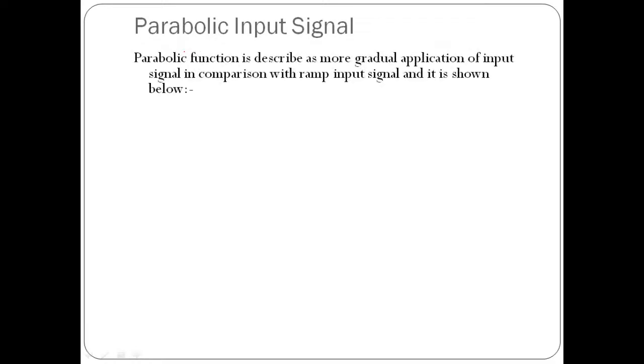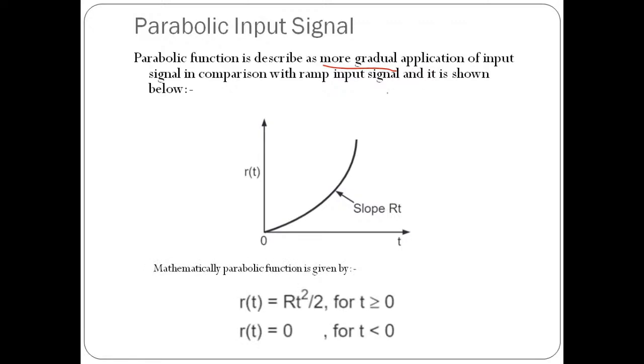In the same way, we have the parabolic input signal. Here the input increases more gradually, or you can say we are trying to incorporate the non-linearity. The variation of input with respect to time is like this. Mathematically, we can represent this by these equations: r of t is nothing but capital R into t square by 2 for t greater than or equal to 0, and that is 0 for t less than 0.